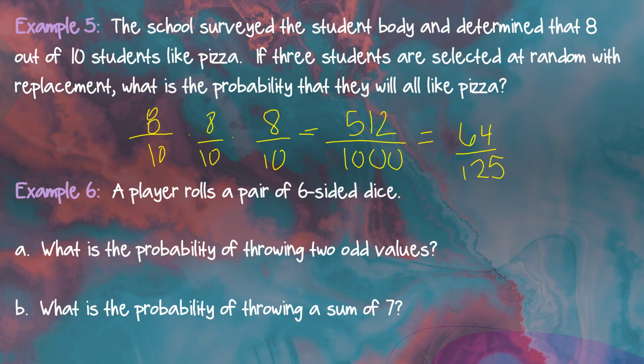Throwing 2 odd values. Well, there are 3 odd values on one and 3 odd values on the other. So 3 out of 6 times 3 out of 6 is 9 out of 36, which simplifies to 1/4.